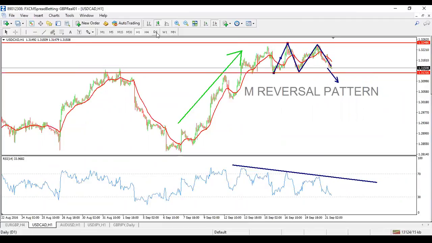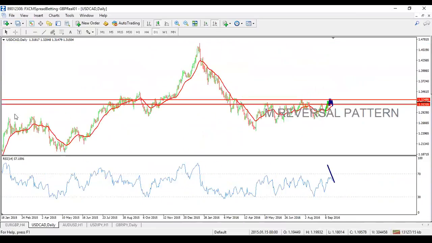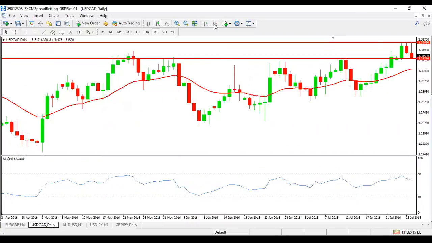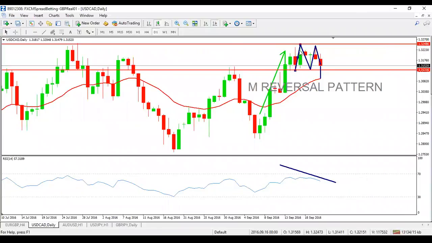I'm currently trading this on the daily. I'm in a short on the daily. I'm looking to hold this for a little while. You can see it there, forming the M on the daily. Now I'm expecting it to come down here and crack on. But we'll see what happens.